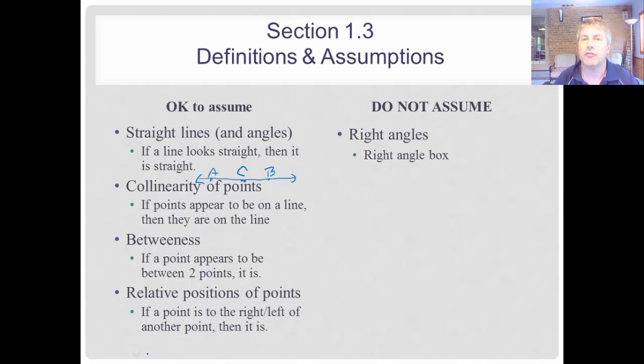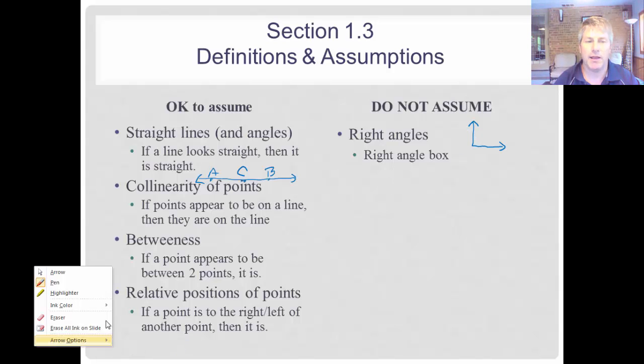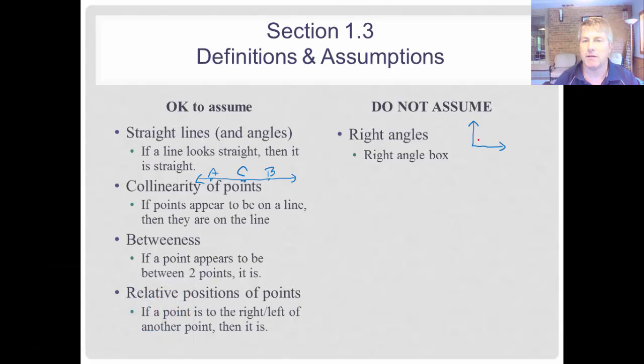Some things we cannot assume. You cannot assume right angles. We can assume straight lines and angles, but we can't assume right angles. So that might look like a right angle, but it's not until we put the right angle box in it. Once we put the right angle box in it, then we have a right angle. So now it's right. Before, we didn't know. It might have been, but might not have been. So do not assume right angles.